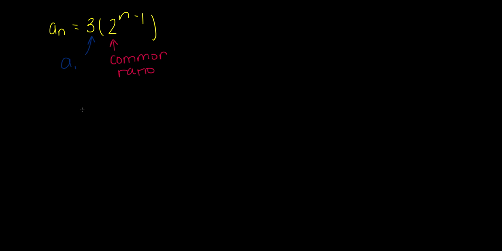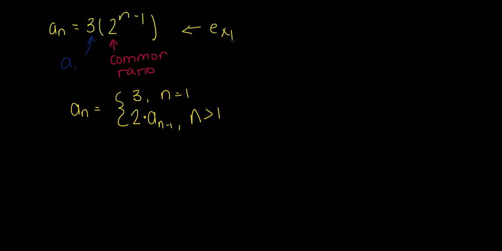So putting this into that recursive, we have a sub n is equal to the curly brackets of my a sub 1 when n is equal to 1, and then my ratio times a sub n minus 1 when n is greater than 1. All right, so that was my explicit, and this is my recursive.